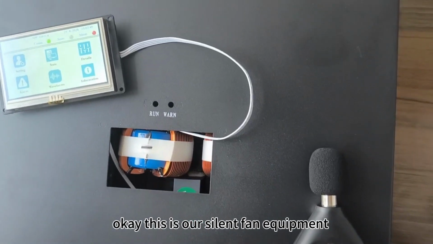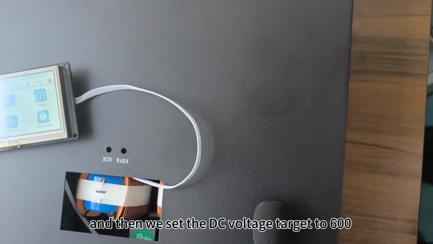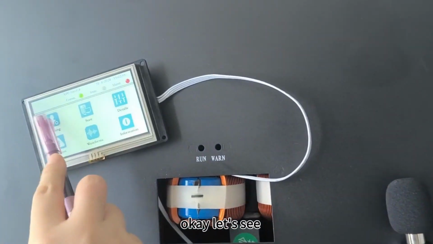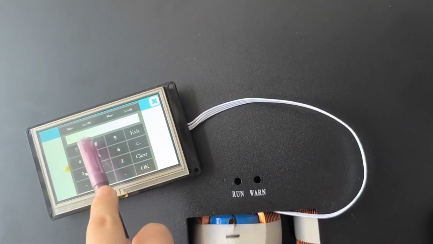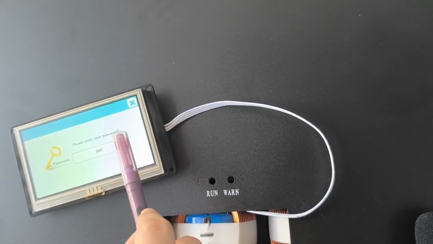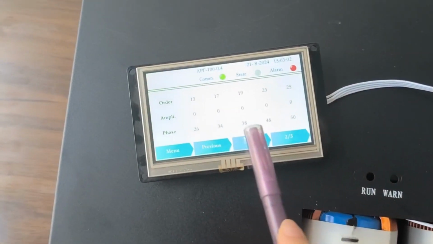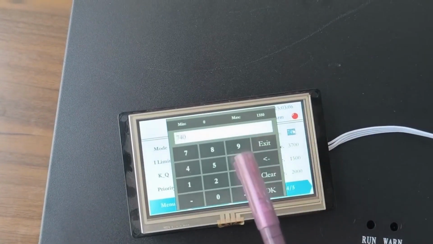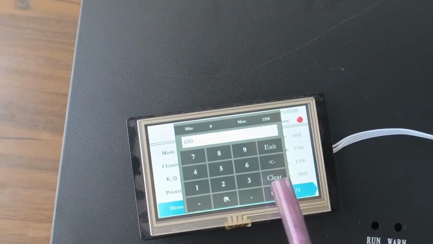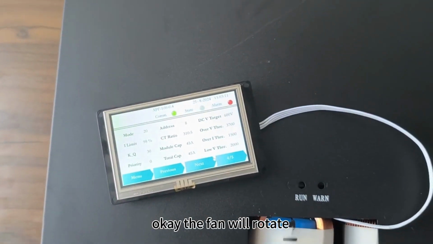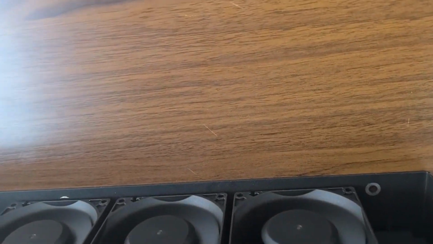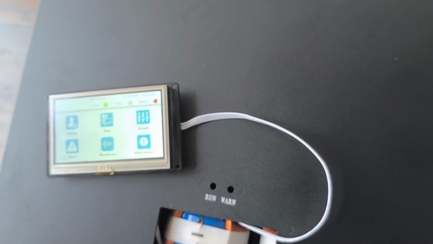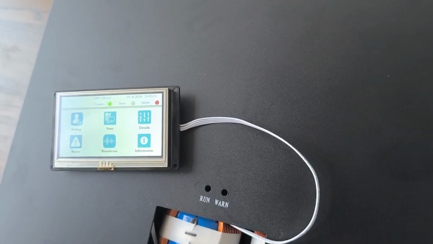Okay, this is our silent fan equipment, and then we set the DC voltage target to 600. Okay, let's see. This one. Okay, the fan will rotate. Okay, let's see.